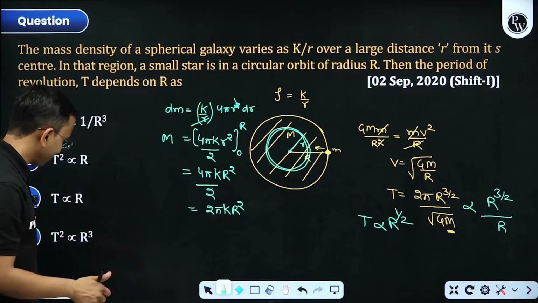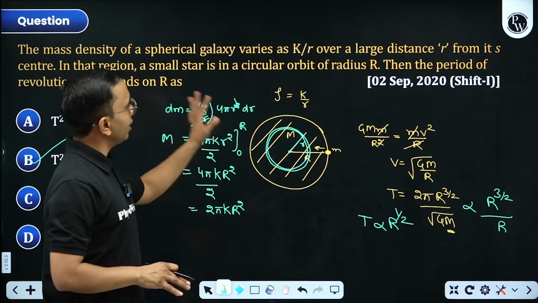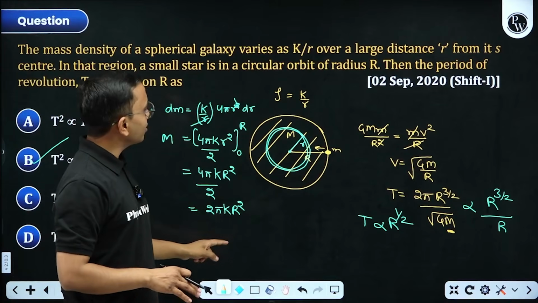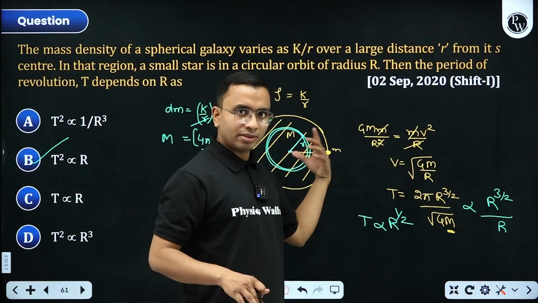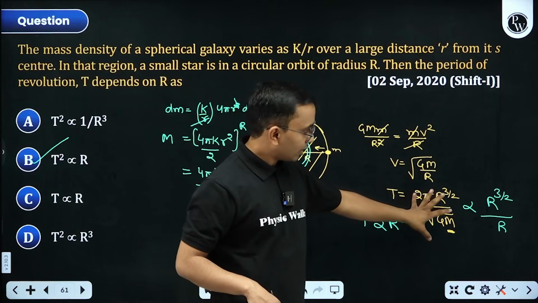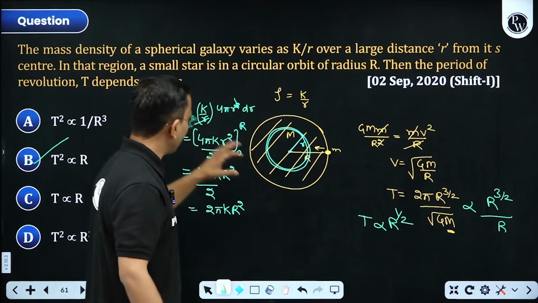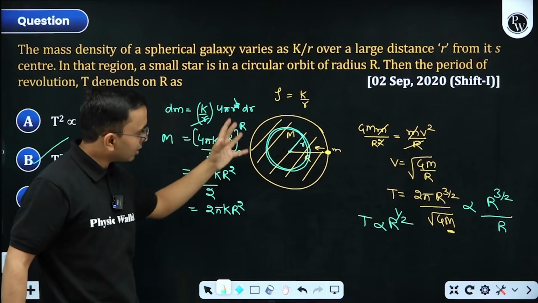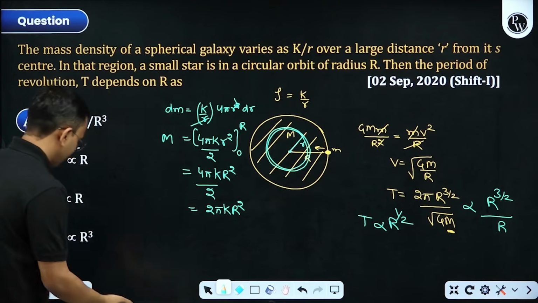No, don't remember this. T square is proportional to r. I'm just deriving it. Try to understand how I wrote the equations. The relation came exactly. I would have written directly also, but I was just showing it. So this is the relation. Here the variable is M. So putting that M by finding the total mass inside the galaxy inside that region, I got that.